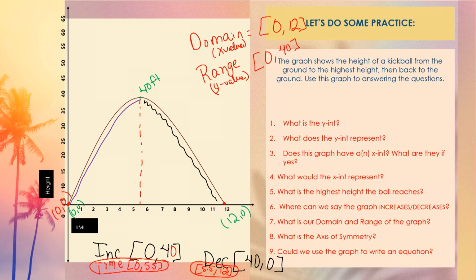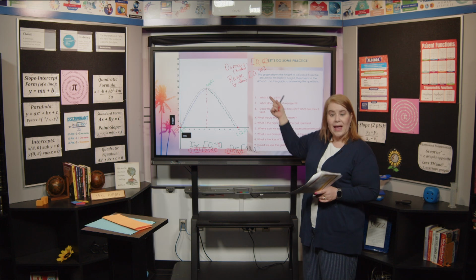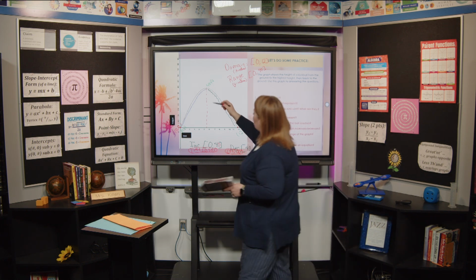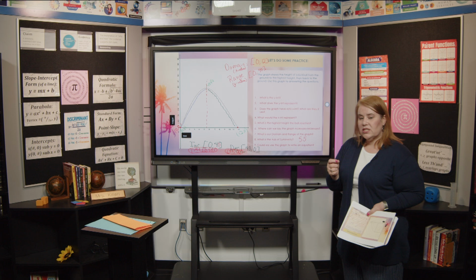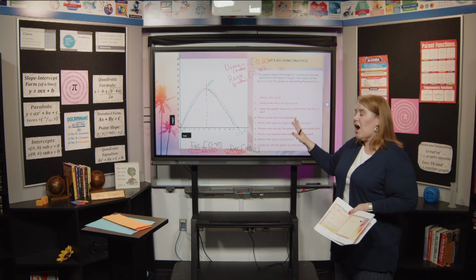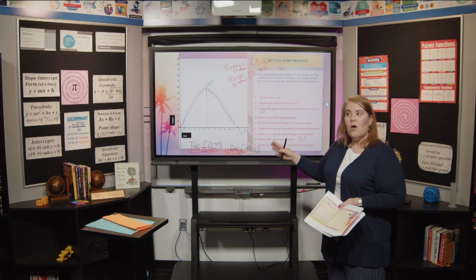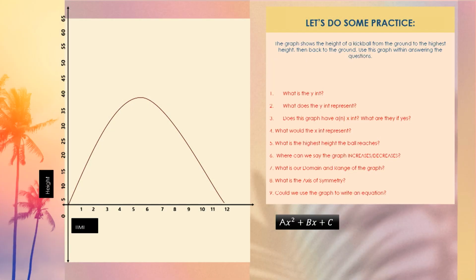Let's see, it asks us, what is our axis of symmetry? Well, we've kind of already drawn that axis of symmetry when we were looking at what time it was when we got to that 40 feet. And what was this? Here is my axis of symmetry. And we said that it was 5.5. Now, here's the question. Could we use this graph to write our quadratic equation? We can, but we need a little bit more information. So let's look and see what that means, getting more information.